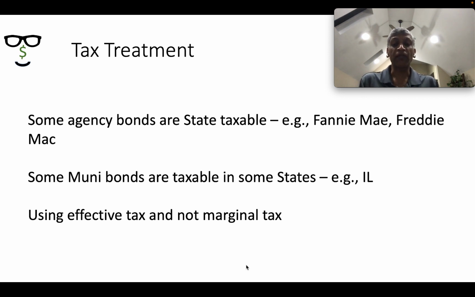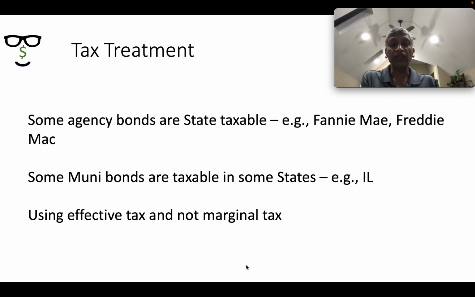Now, you may remember Fannie Mae, Freddie Mac, for example, these are public-private partnerships. They are fully taxable, so we're not going to take those. Some muni bonds in some states are taxable. Illinois is one of them. And so we're not going to bump up the muni bond yield by state tax. We're only going to bump it up by federal tax.